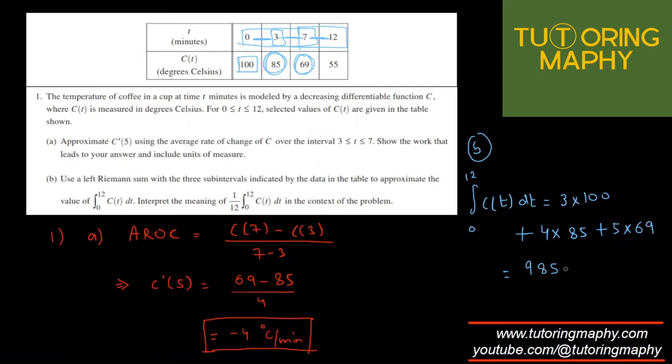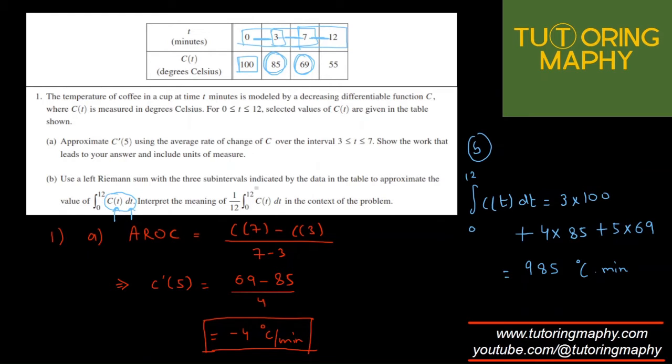985. What is the unit? Units are again really important. This is just the area under the curve. So the integral of C with respect to t is just going to be the multiplication of the unit of C and the unit of time. Although I don't think they have asked this anywhere. There's nothing wrong with writing degrees Celsius times minutes.